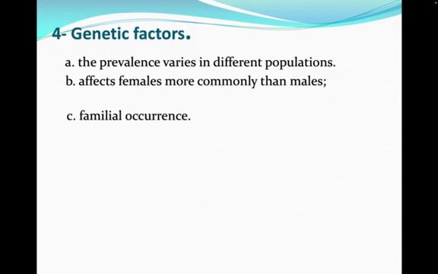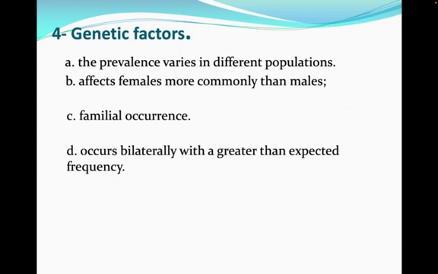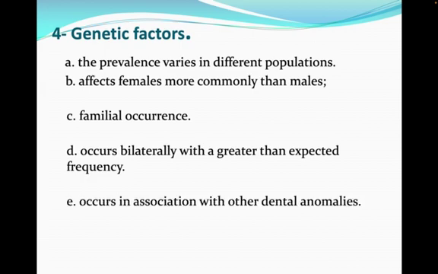It affects females more than males, which means that there is some genetic background. And it runs through families, so you can see it in siblings. It can occur bilaterally with a greater than expected frequency. Sometimes it happens with other anomalies, for example syndromes like cleidocranial dysplasia. It can happen with missing laterals or peg-shaped laterals. So all of that gives you evidence that the impacted canine could be genetic.